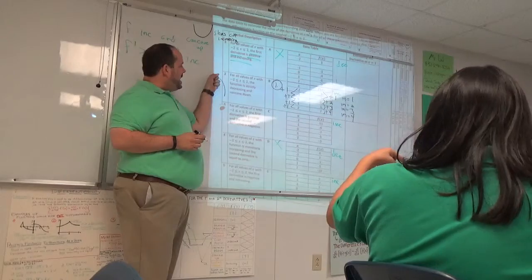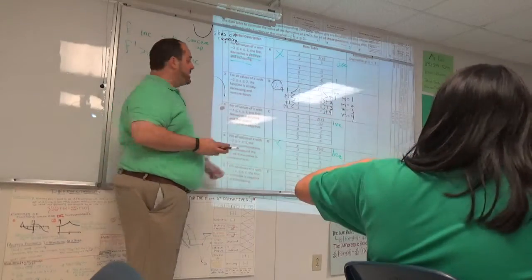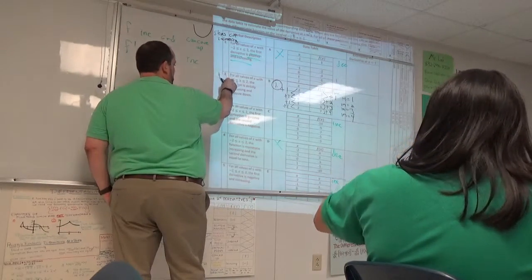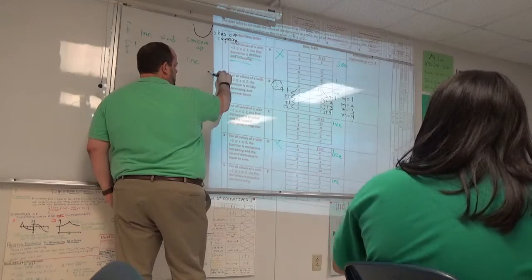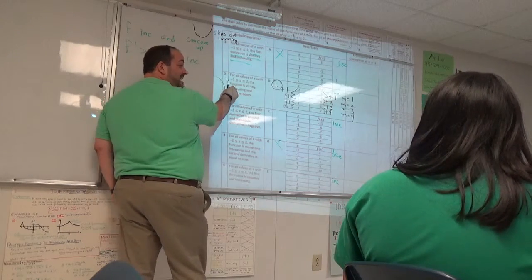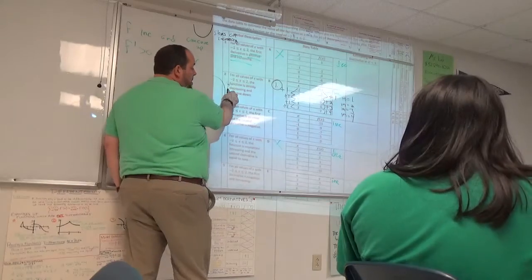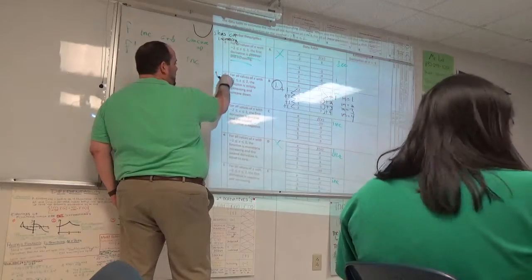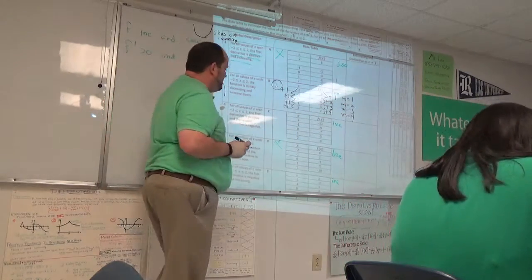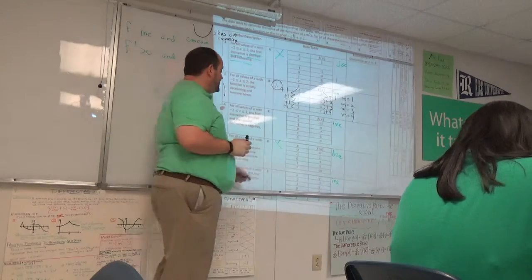So I'm looking for my y values to get smaller and my slopes to become more negative. More and more and more and more negative. So the only one that works for this is D.